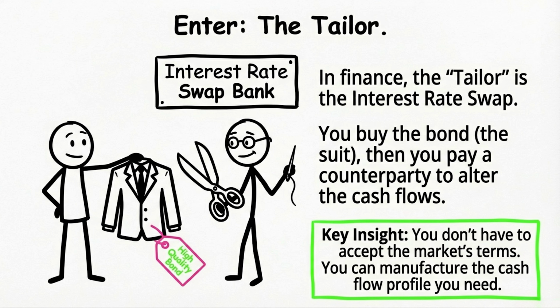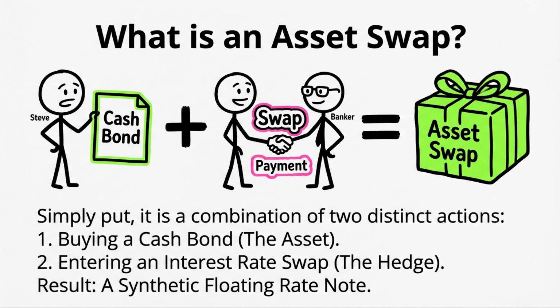Investors often find a bond issue by a company, let's say Apple or Toyota, that they really like. They trust the company will pay them back. However, the bond pays a fixed coupon, for example, 5% per year. But the investor doesn't want a fixed rate. They want a floating rate that adjusts with the market because they think interest rates are going up. So, the investor buys the bond, which is the suit, and enters into an interest rate swap, the tailor, to change the cash flows from fixed to floating. In short, an asset swap is a combination of buying a cash bond and entering into an interest rate swap to alter the cash flow profile of that bond.